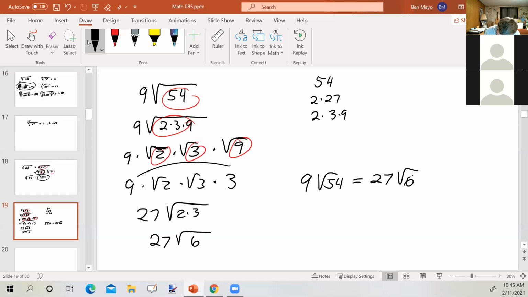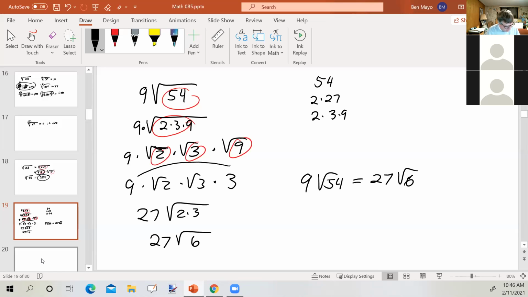Again, I've simplified the radical. I've reduced it down from a 54 to a 6. Any questions there? All right. So you don't add the 9 and the 3, you multiply it. Right, this is all being multiplied.